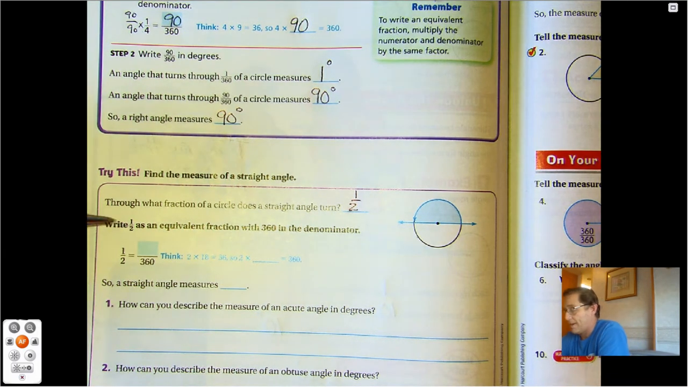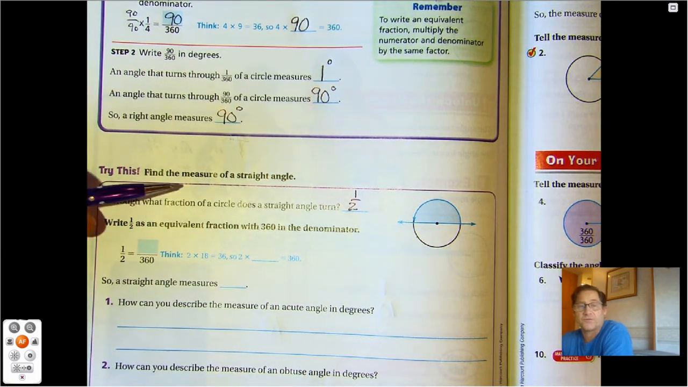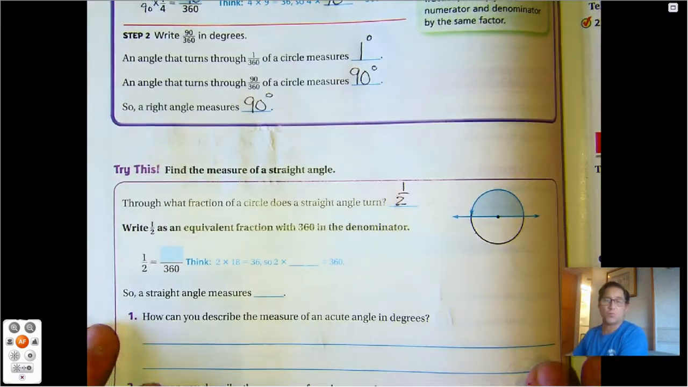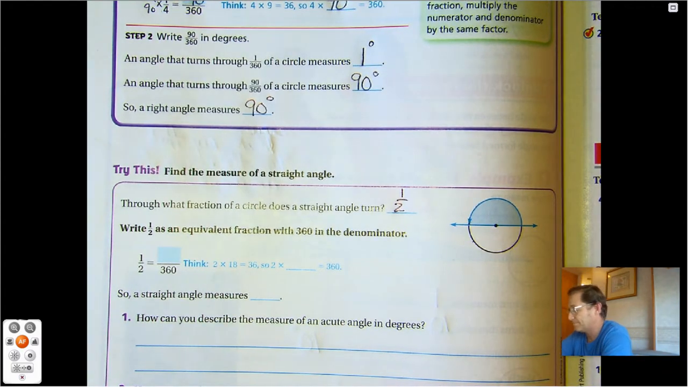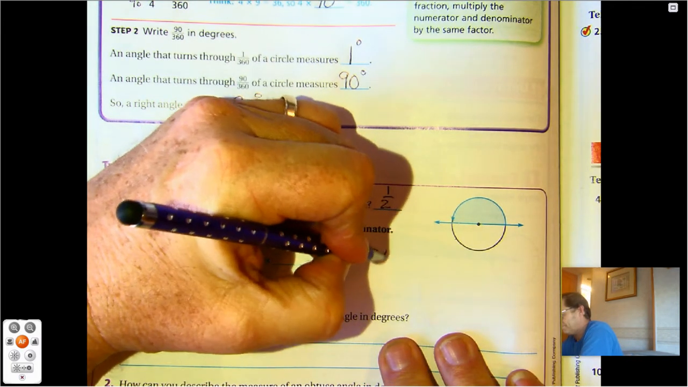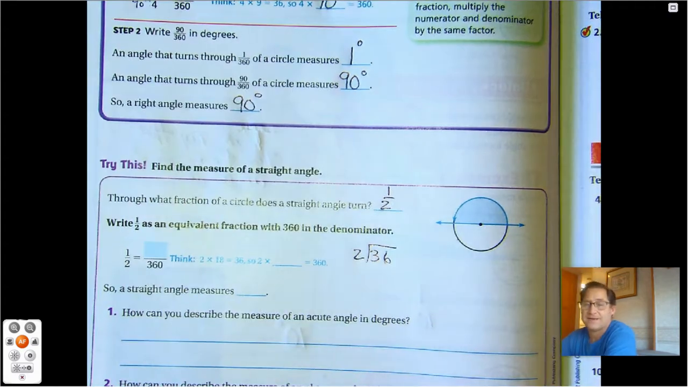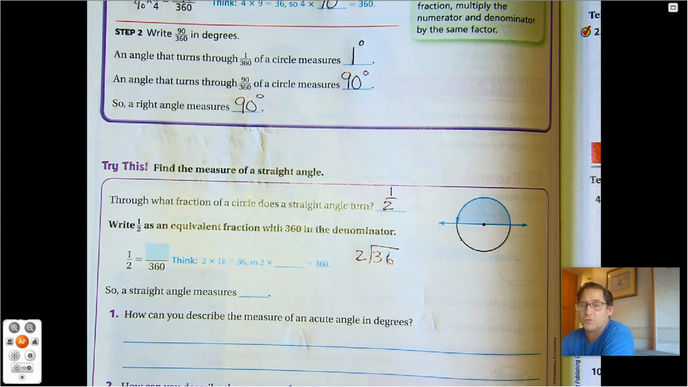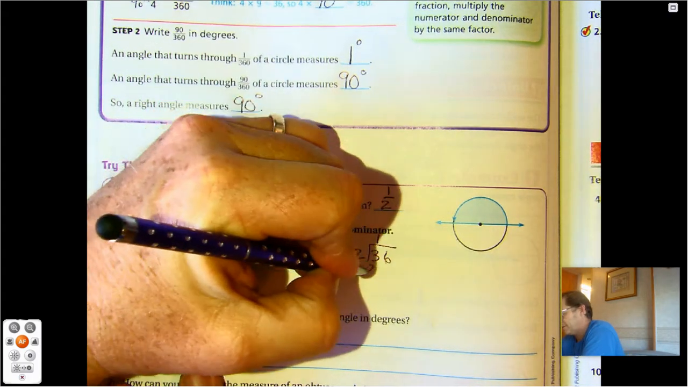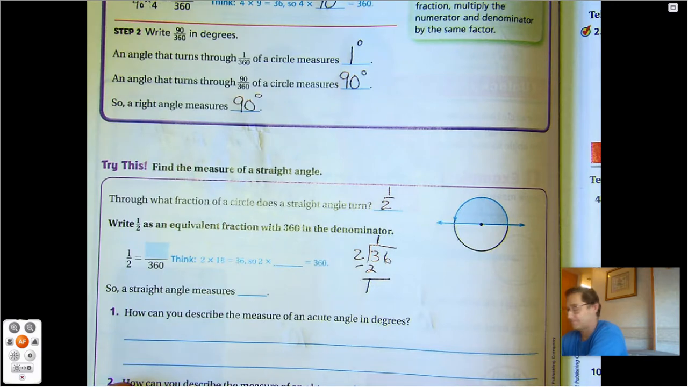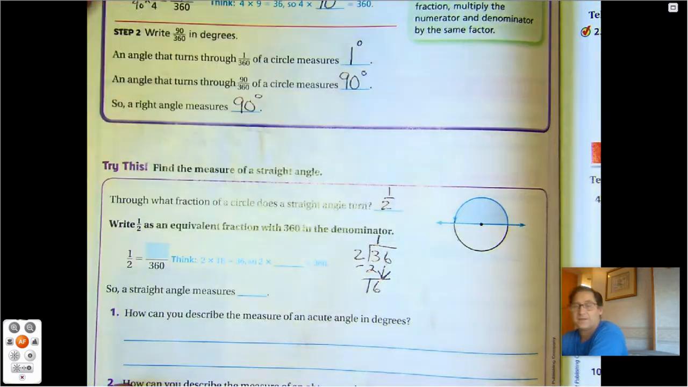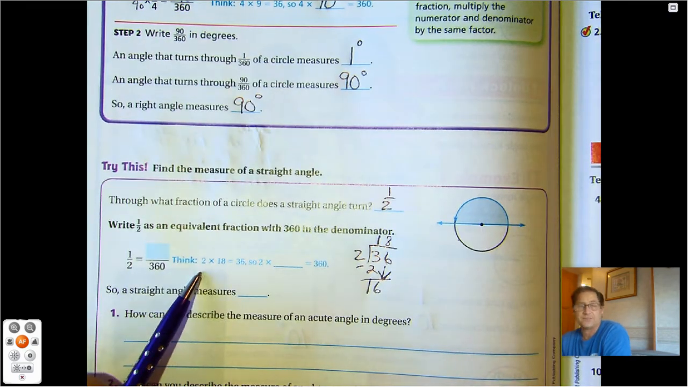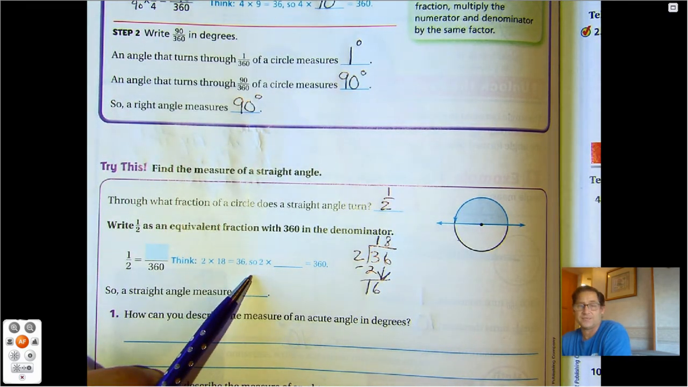So now we're going to write 1/2 as an equivalent fraction with 360 in the denominator. So 2 times what is 36? Let's say I didn't know. Do I know how to divide that? Of course you do. How many 10s can I share into 2 groups? 1 ten each. Subtract, I get 1 left. Bring down the 6 ones. 16 ones to share with 2 groups. I put 8. Okay, so that's how they got 2 times 18. 2 times 18 is 36.